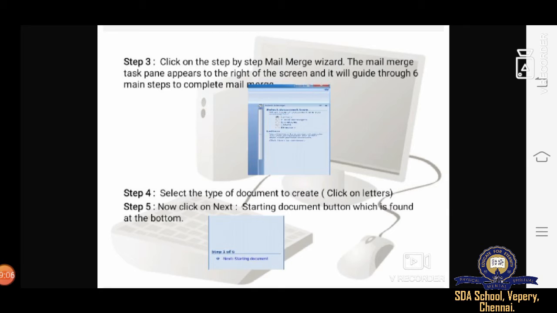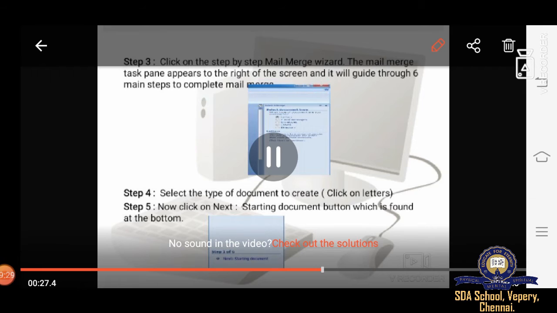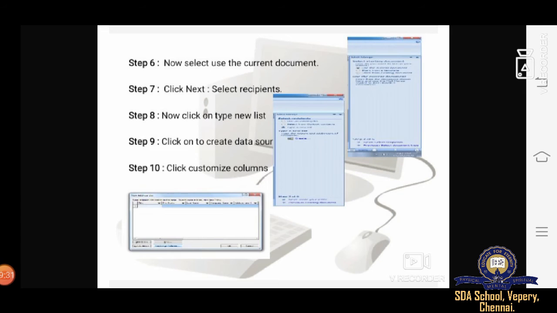The first step, select the type of document to create. Then click on Letters. Now click on the Next: Starting Document button which is found at the bottom. If you follow each step and you operate this, easily you will understand how to do all these things. You need not worry if you are not getting it. If you follow each step and keep operating the system, easily you will get it.